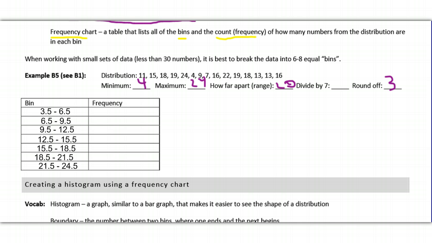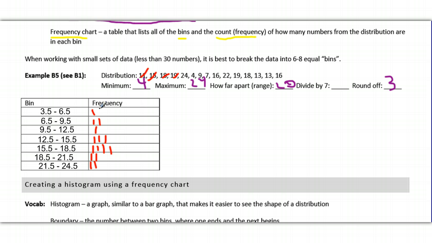Let's go ahead and start making tally marks. We have an 11 that goes in between 9.5 and 12.5, so we add a tally. And then 15 falls in this first group. We have 18 and 19, and so 18 goes in this group here, less than 18.5, and 19 goes in this group. The idea is that you keep making these tallies all the way across until you've filled in this chart.